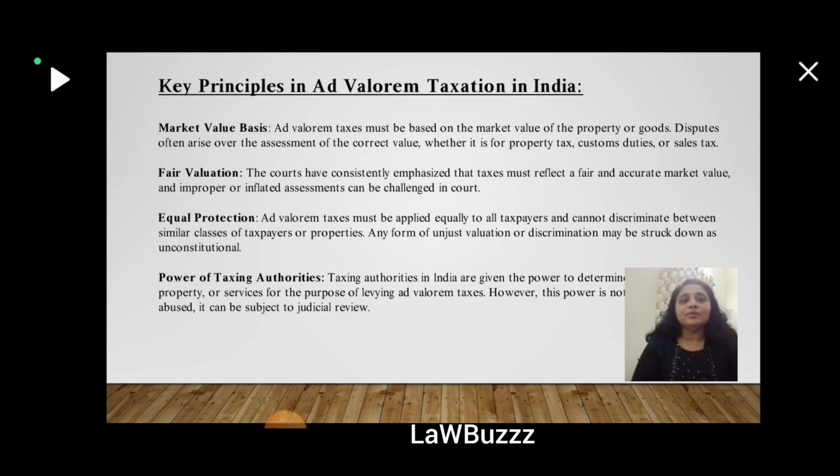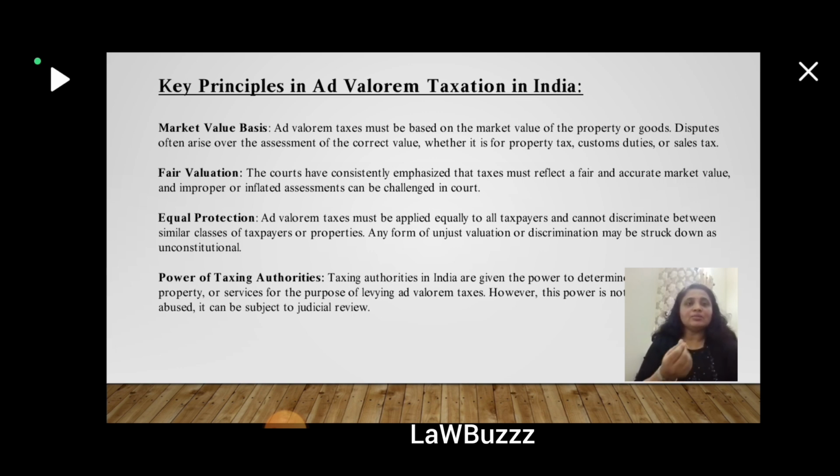The key principles in ad valorem taxation in India are market value basis, fair valuation, equal protection, and power of taxing authority. These are the principles when ad valorem taxes are applied in India.